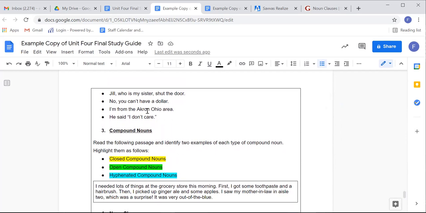Next one, I'm from the Akron, Ohio area. I should have a comma after Akron because this is a location. It goes along with rule 8, where you have specific rules regarding where commas go with dates, addresses, and locations.